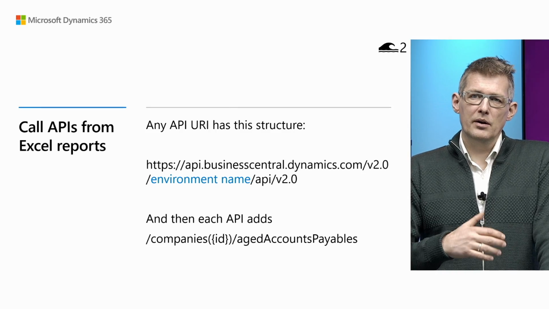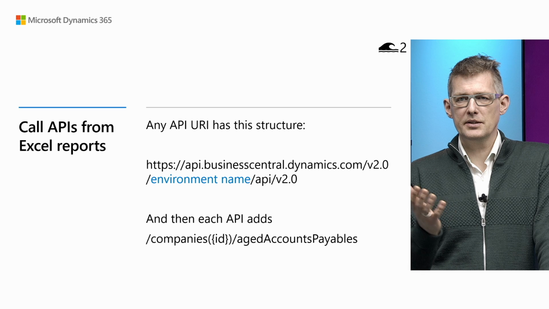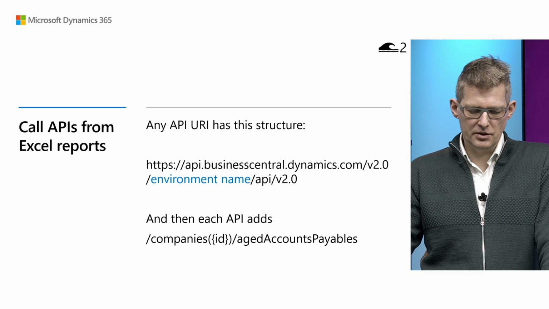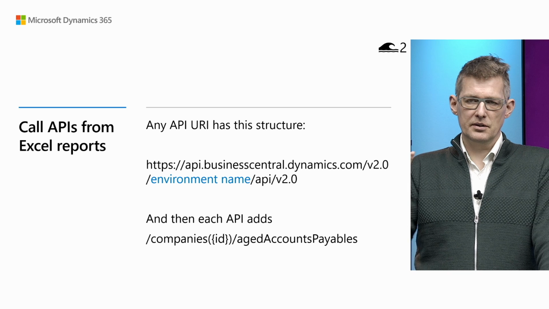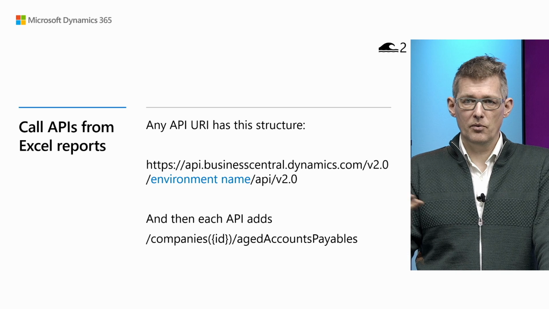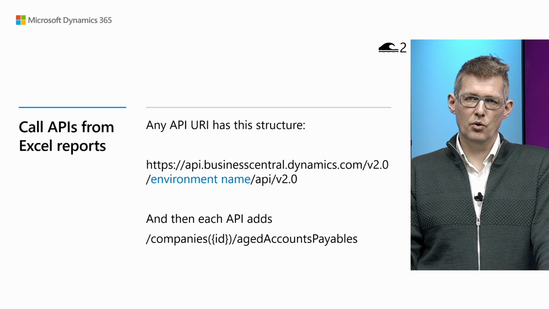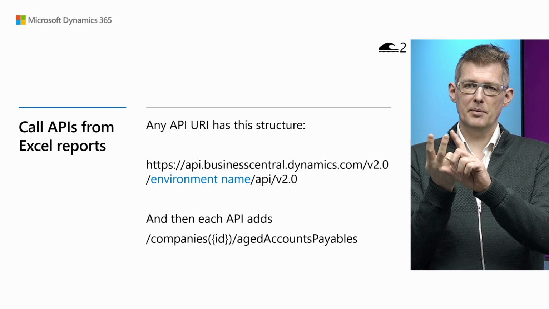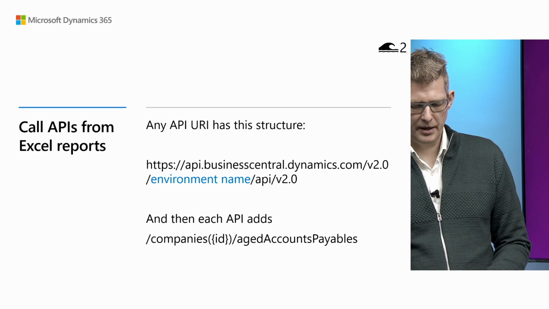Remember that when you call Business Central APIs, the URIs for these always have a structure that looks like this: some URL, API, v2, environment name, API and so on. And then after this prefix of the URI comes the actual API that always starts with a company identifier, and then the actual API you call. This means that you need two things: the environment name and the company ID to be able to construct such a URI.